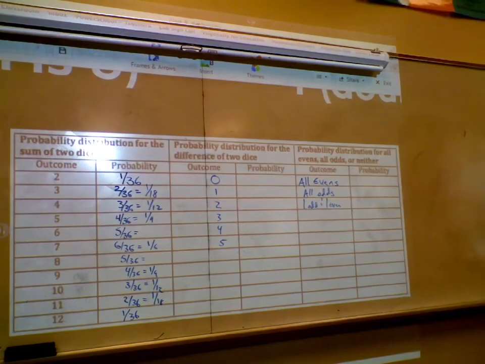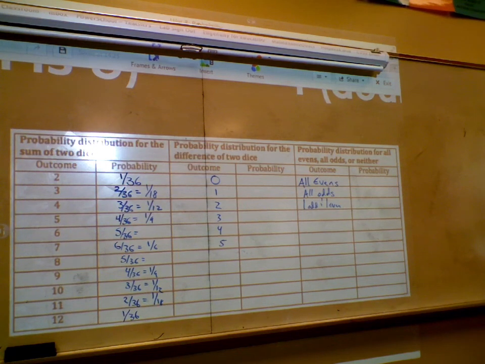How do you find the probability of that again? You count how many times it occurs. So how many times the difference is 0? How many times the difference is 1? How many times the difference is 2? And you put that over 36.